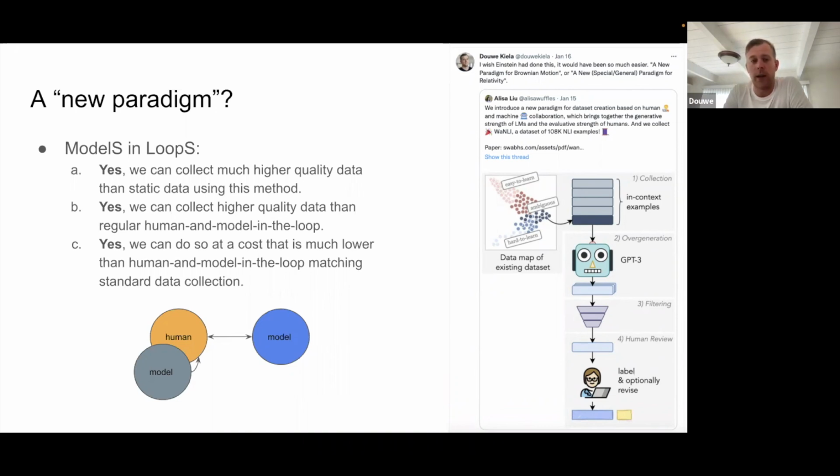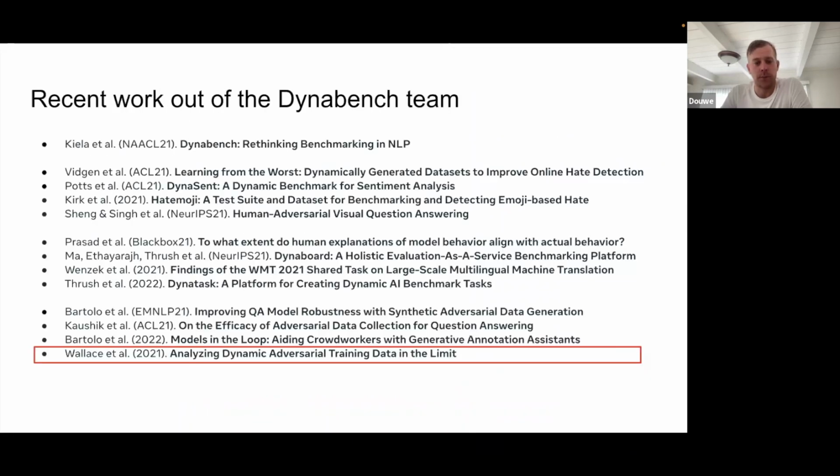We can actually collect higher quality data than regular human and model in the loop when you have this generative process in the loop as well. And yes, we can actually collect data at a cost that is lower than the standard human in the loop approach, and actually matching or being faster than standard data collection. So I think that's a nice takeaway from this group of papers.